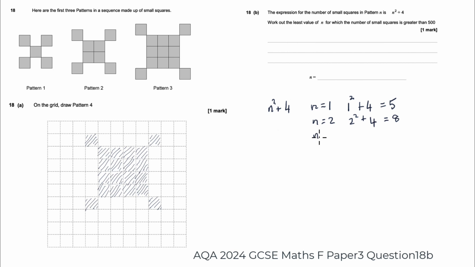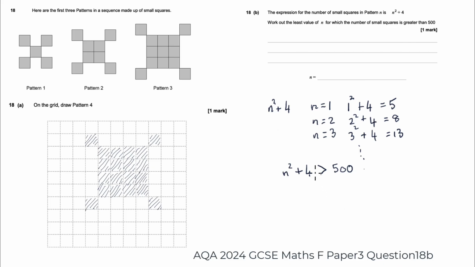And final check, in the third one, 9 in the middle, 10, 11, 12, 13 we should get. 3 squared is 9, 3 threes are 9, plus 4, 13. So that seems to be working. Now it says work out the smallest value of n for which the number of small squares is greater than 500. So we want this number that we're getting here, the n squared plus 4, to be greater than 500.